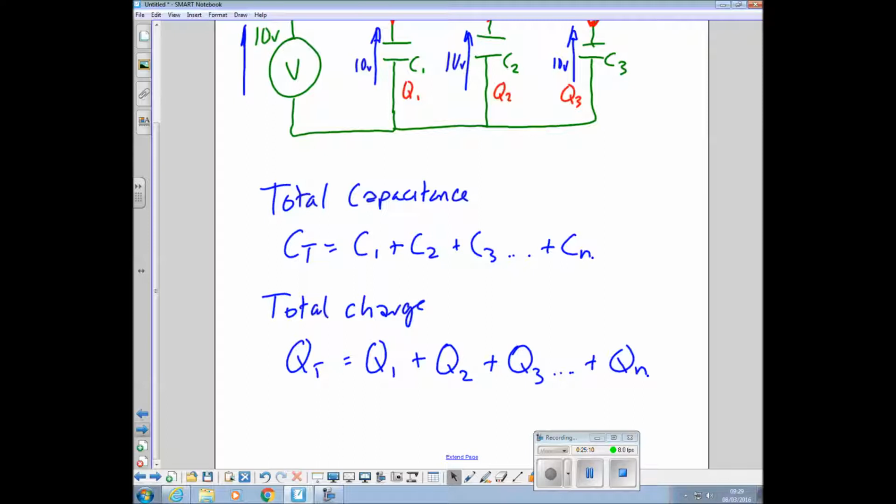We've got the same voltage across them, therefore the total capacitance will be all of them added together, and total charge will be all of them added together. Not necessarily that all the charges are the same, because all the capacitance values might not be the same.